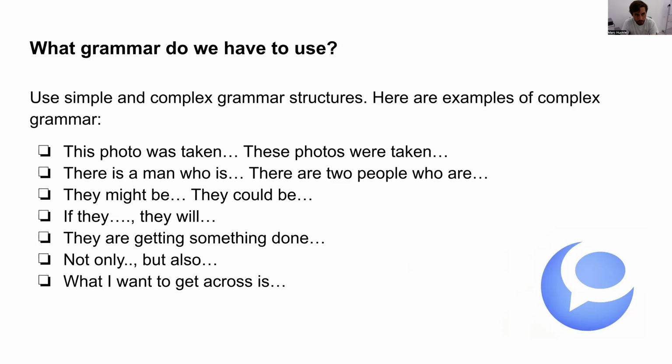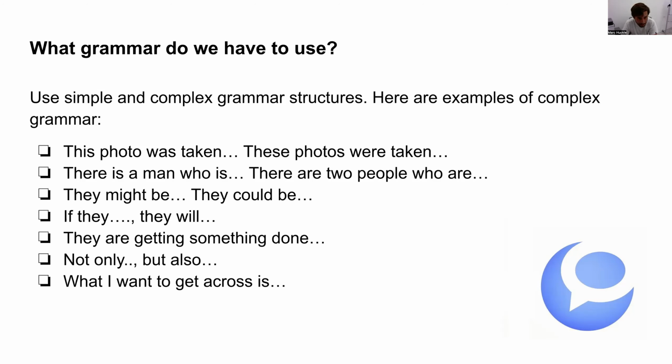So what grammar do we have to use? We use simple grammar with few mistakes and some complex grammar. Not everything needs to be complex. Here are examples of complex grammar. The passive: this photo was taken, whereas this photo was taken; these photos were taken, and you basically just say the place they were taken. If there is a difference, compare. If they are similar, show similarity. We use relative clauses for actions: there is a man who is; there are 2 people who are.